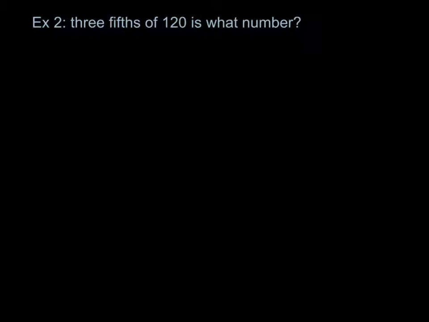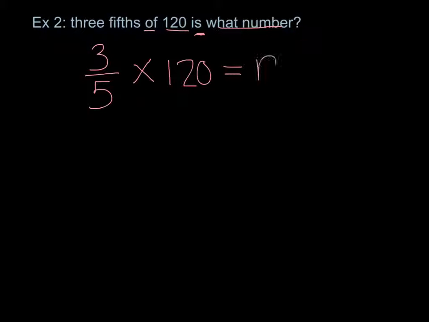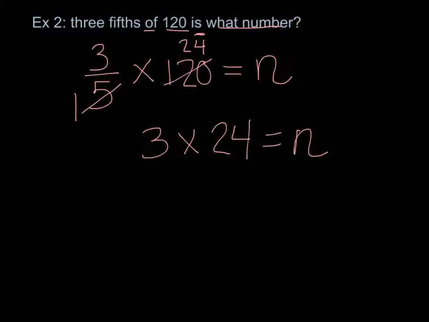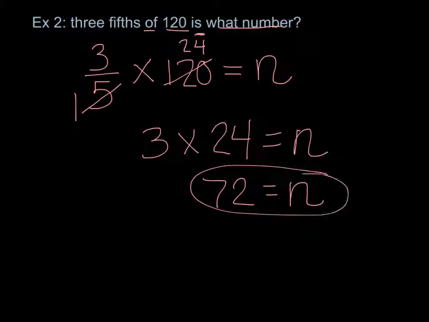So that number is 18.6. In example 2, it says 3/5 of 120 is what number? "Of" is our multiplication sign, "is" we replace with our equal sign. What number? We don't know what it is, so we replace it with n. Now we just multiply. I can cancel the 5 and the 120. 5 goes into 5 once. 5 goes into 120 24 times. Now all I'm left with, if I rewrite my problem, is 3 times 24 equals n. When I multiply that out, I get 72 is equal to that number that we were looking for.